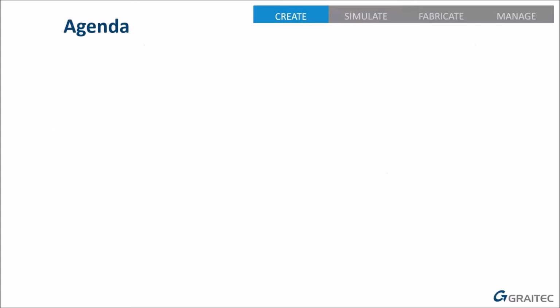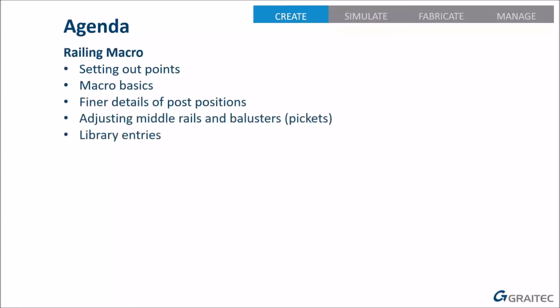So this particular webinar then, we're going to be looking at railings. First of all, we're going to look at the basic railing macro that's standard in Advanced Steel. Which setting out points do you use and how do you work those out? Basic options and functions within the macro. Then we look at some finer details of getting the posts in the right positions, because that's not always obvious. And we adjust the middle rails and the balusters, or pickets, depending on which term you use, getting those in the right positions for you. And then we look at using library entries as well.